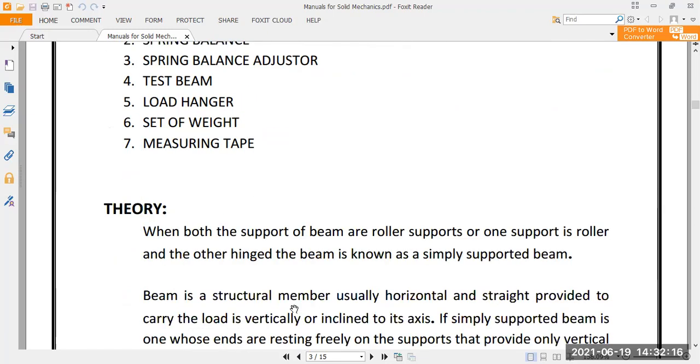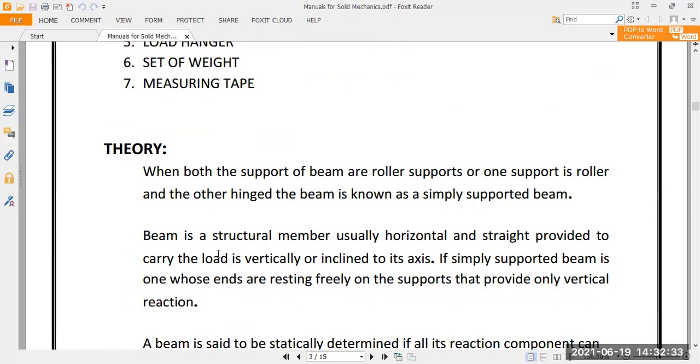So, what is the theory I've just discussed with you? It is all telling the same. Both supports of the beam are roller supports, or one support is roller and the other is hinged. This is the definition of a simply supported beam. It is a structural member.